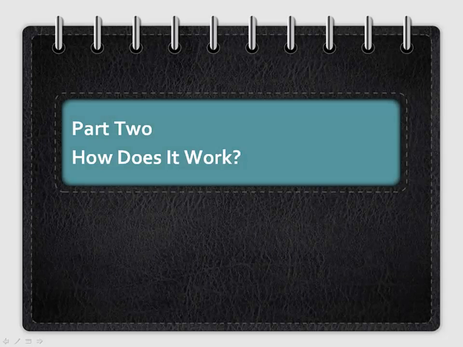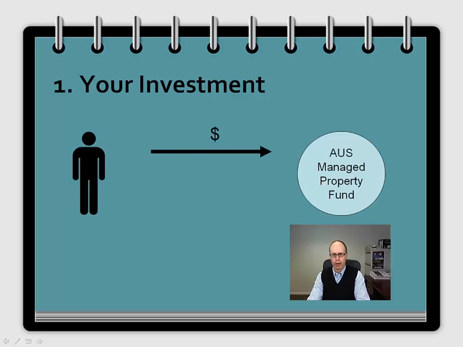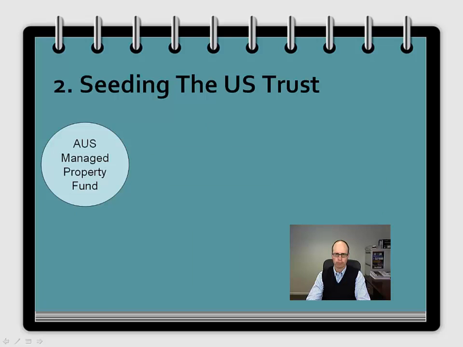Part 2, how does it work? What I'm going to do for you right now is run you through a little diagrammatic explanation for how your money ends up invested in commercial property and how the returns from that commercial property end up in your pocket. To begin with, you would invest your money in the Australian Managed Property Fund, which is the Passive Income USA Commercial Property Fund. And in return for your investment, you would be issued with units in the Australian Managed Property Fund. The Australian Managed Property Fund would then look to seed a US trust.